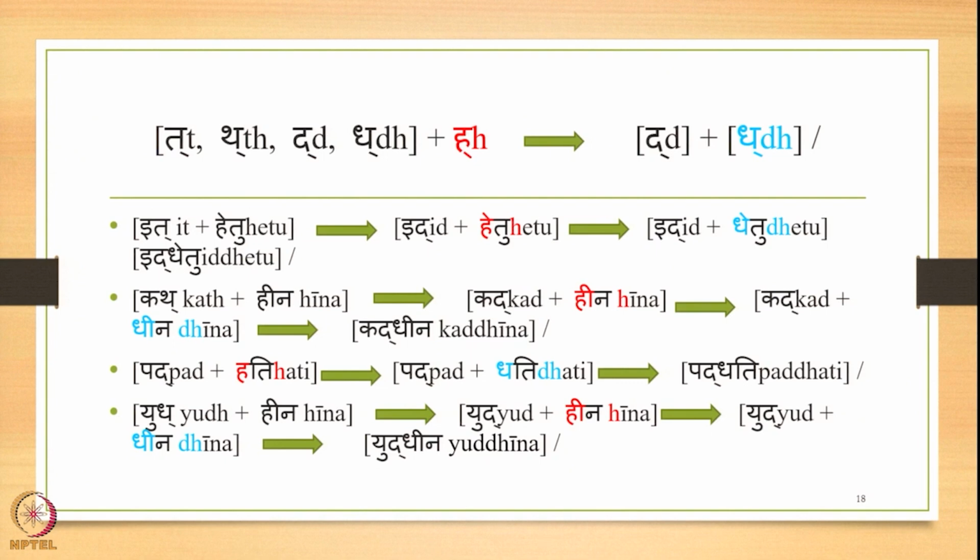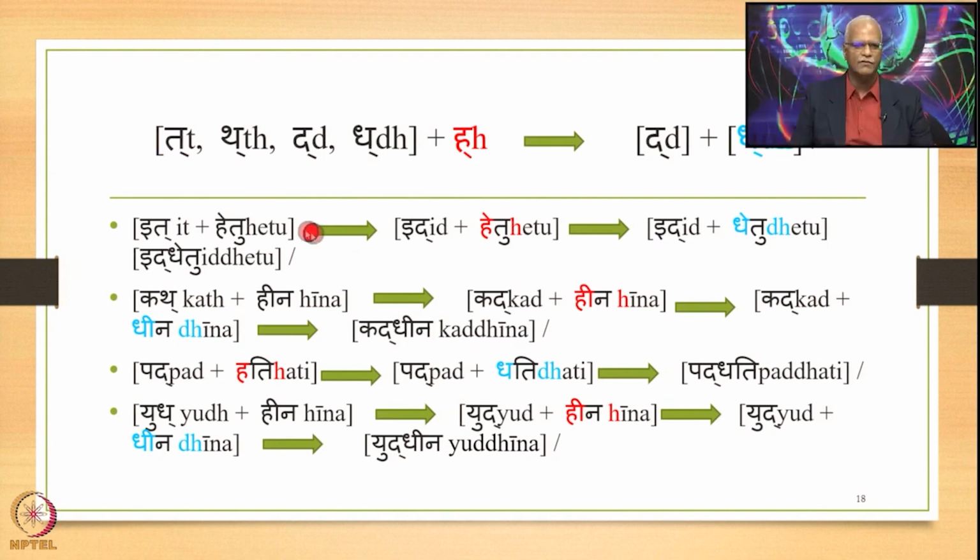So we have it plus hetu, and ta will be first substituted by the da. So we have id plus hetu. Then this becomes the input for Jhayo Ho Nyatarasyam, where ha is substituted by the purva savarna of the da, which in this case is dha. So we have the output generated id plus dhetu, idhetu. This is optional, so the optional output generated would be idhetu.